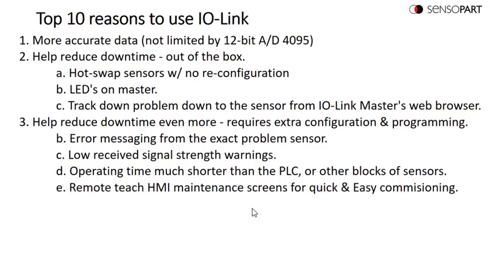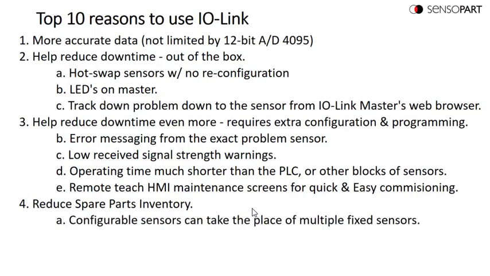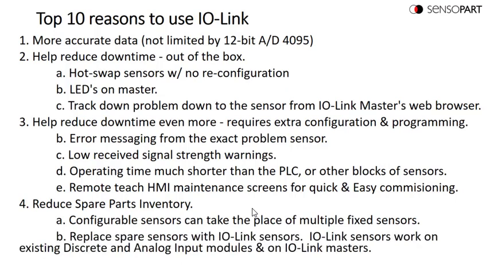So you could have an extra HMI screen for commissioning and for troubleshooting on a running machine. It helps with spare parts inventory. Configurable sensors can take the place of multiple fixed sensors. You could replace your existing analog sensor with a new IO-Link sensor that would still have an analog output, so you could use it in both places.